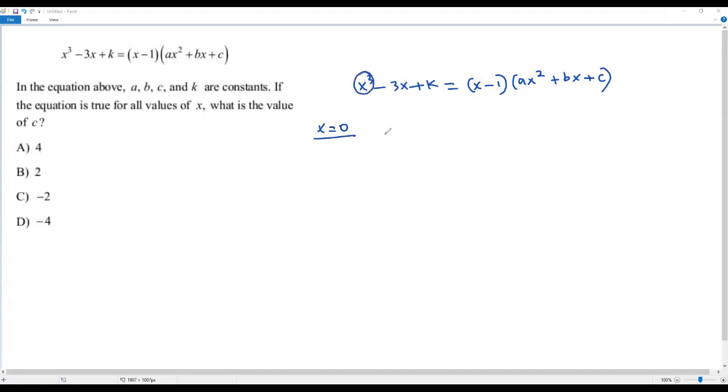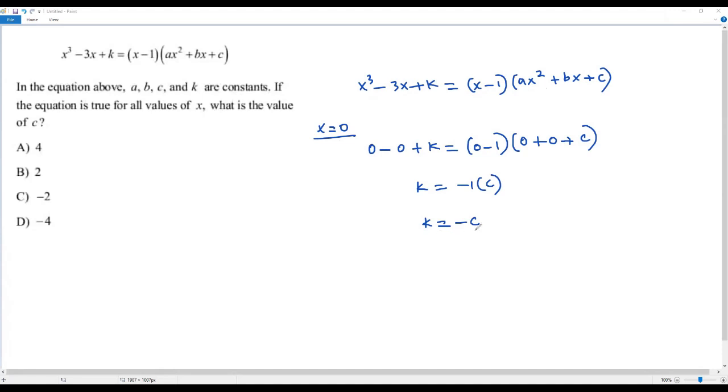Now, when I plug in x equals 0 here, it's 0 cubed, that is 0, minus 3 times 0 is 0, plus k equals, when I plug in x equals 0 here, I'm getting 0 minus 1. So 0 minus 1, and this one will become 0, this one will become 0, then we get 0 plus c. Here we have k on the left side, 0 minus 1 is just negative 1, times here we just have c. Then we get k equals negative c.